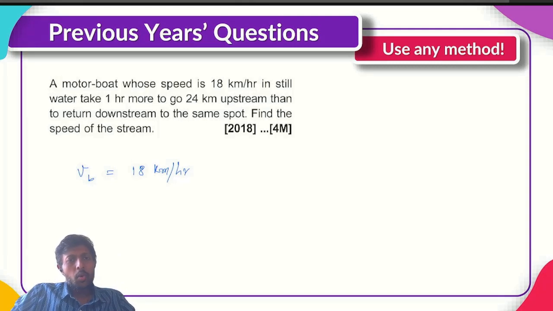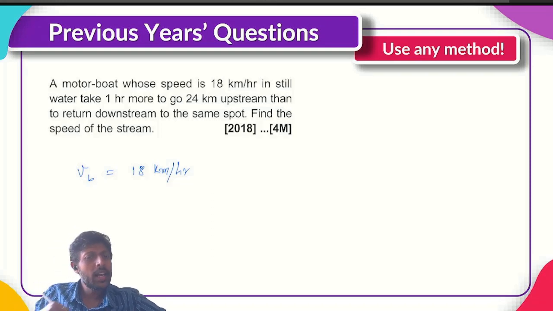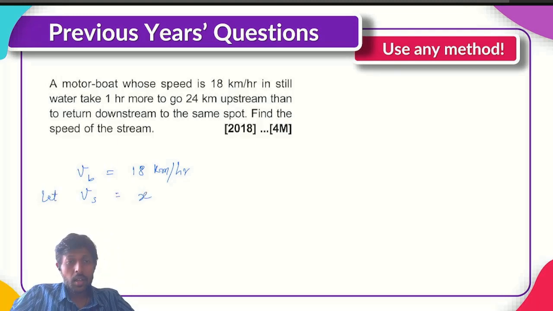It takes 1 hour more to go 24 kilometers upstream than to return downstream to the same spot. You have to find the speed of the stream. This is the velocity of the boat in still water. So let us assume that the velocity of the stream is x. So it is given that it takes 1 hour more to go upstream than to return downstream.